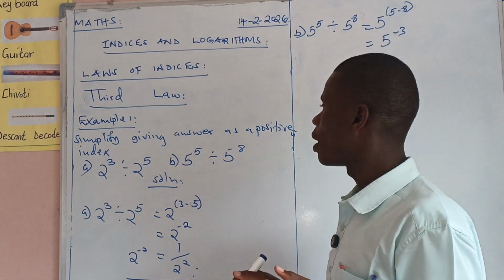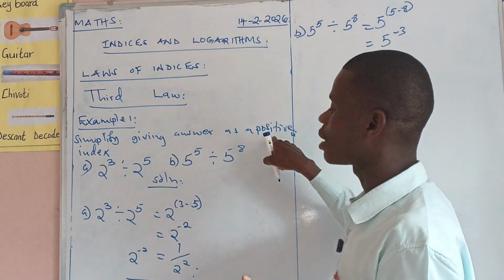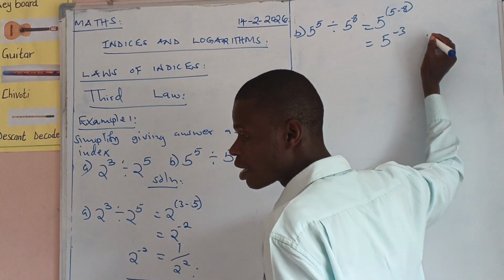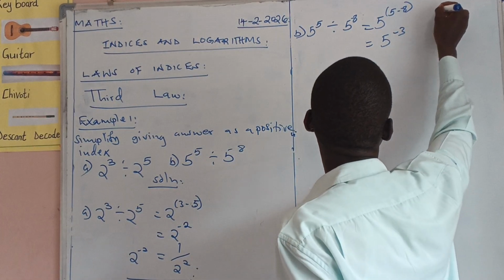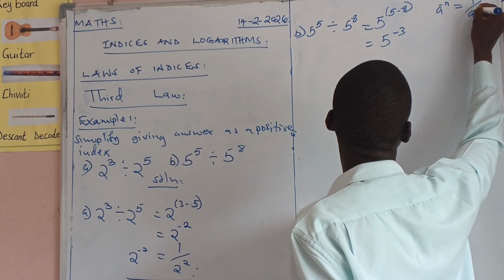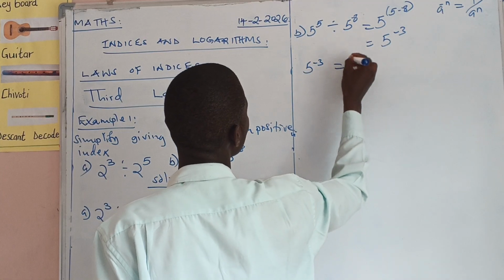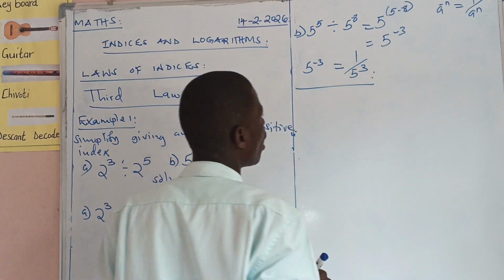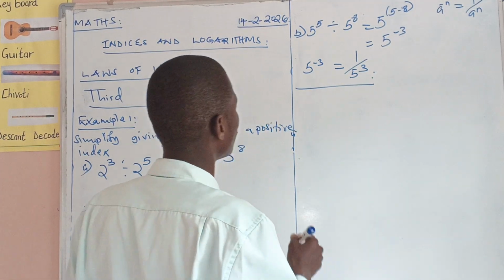This is a negative power, but I've been told to leave it in positive index. So if I leave it in positive index, at the back of our mind, we know that if we have a raised to power negative n, this is the same as 1 over a raised to power n. So if I have 5 raised to power negative 3, it is the same as 1 over 5 raised to power 3. Simple. I leave my answer as that. I don't need to worry.